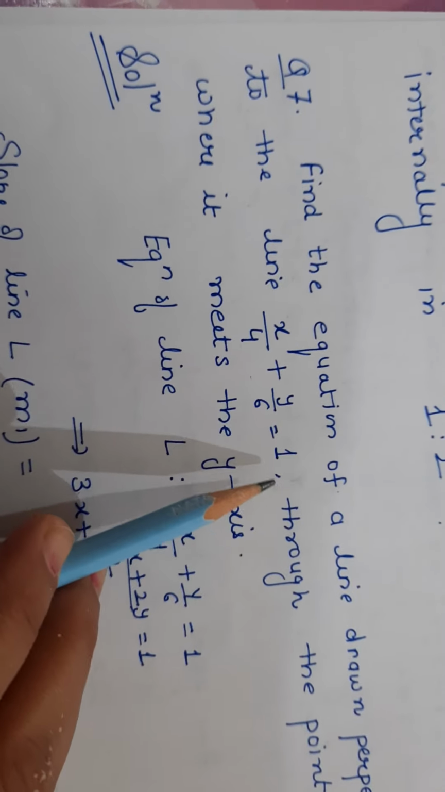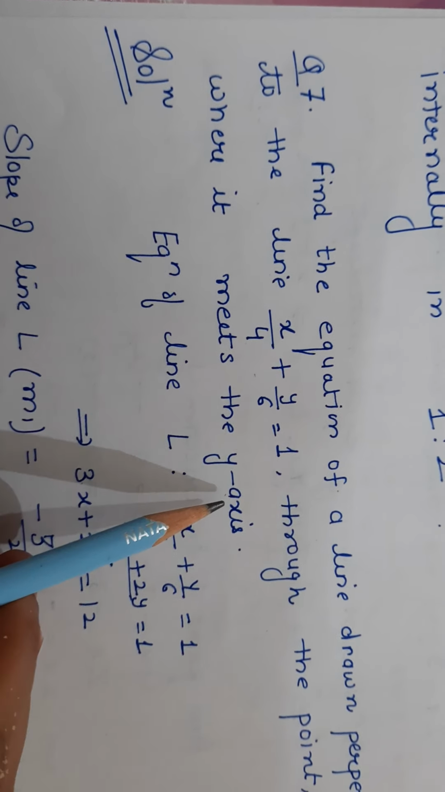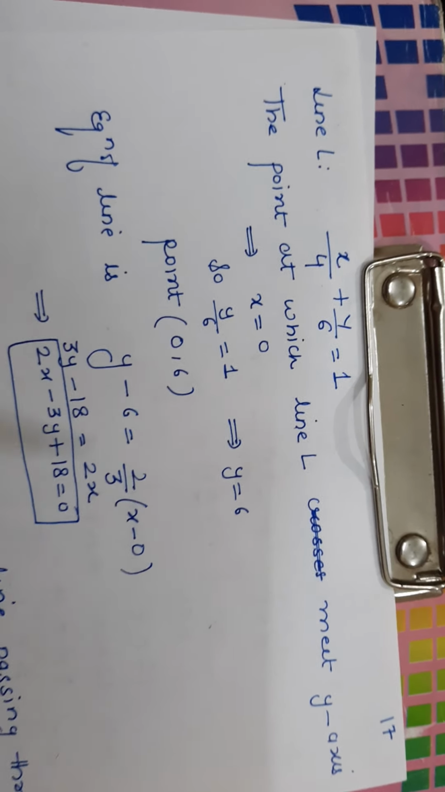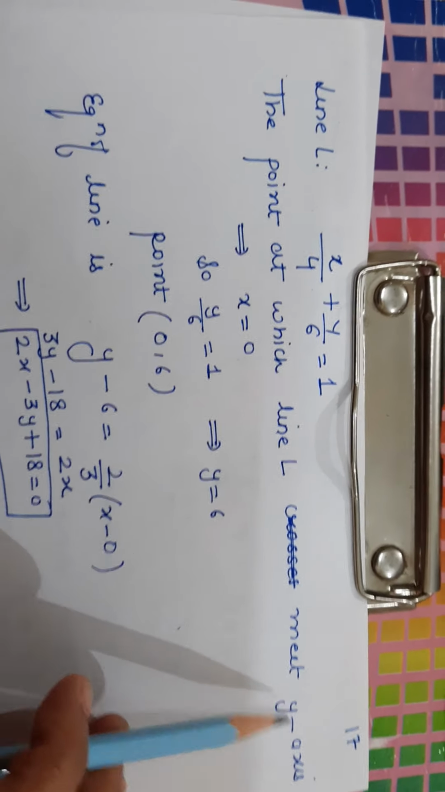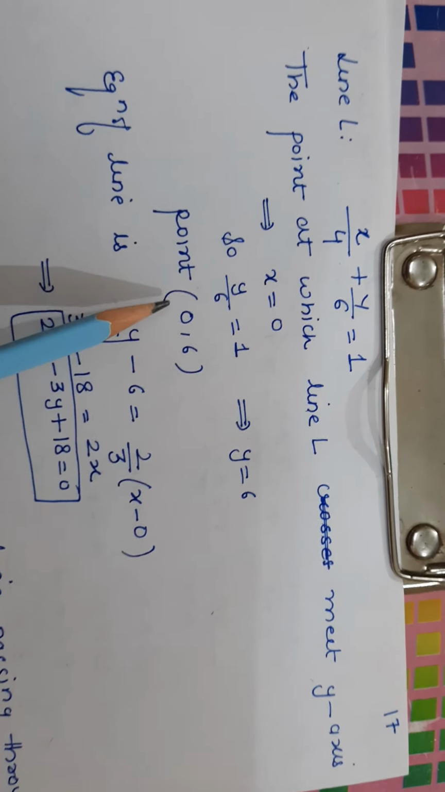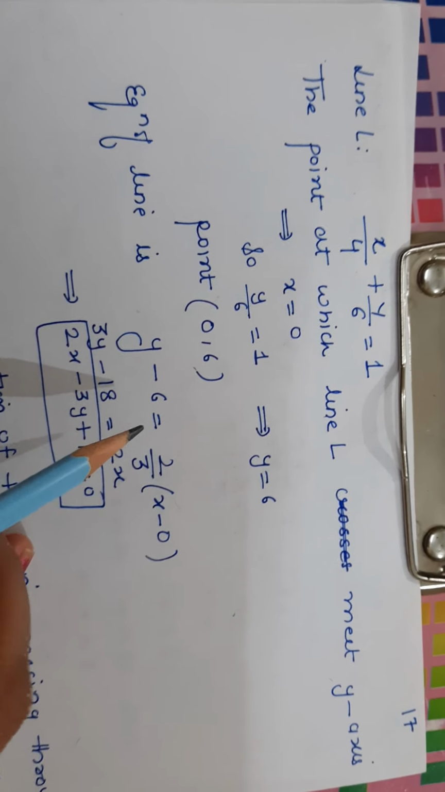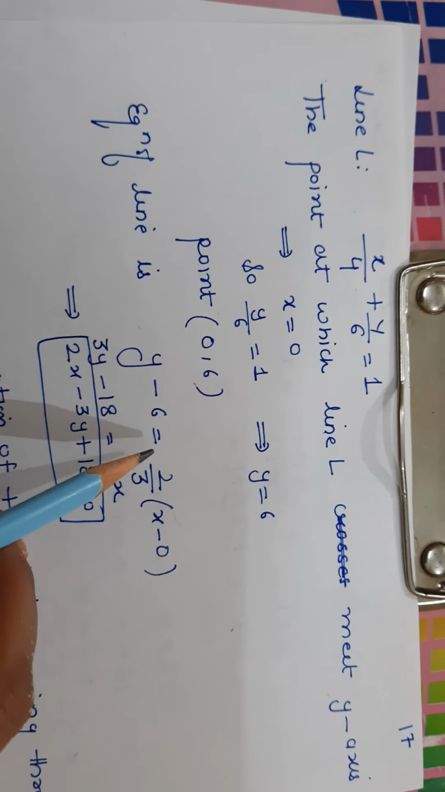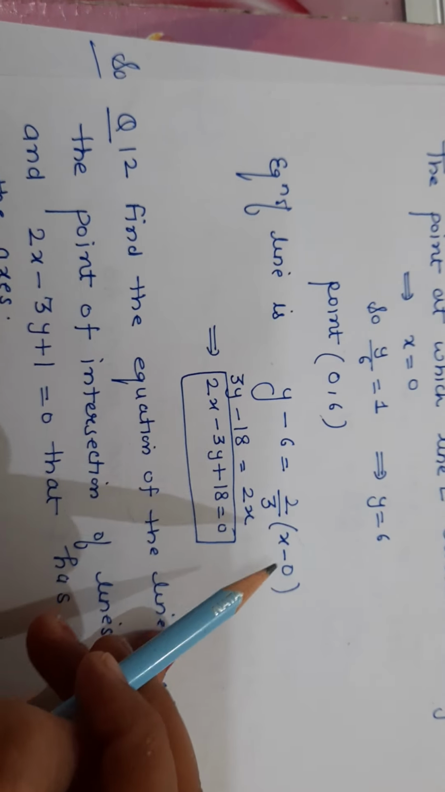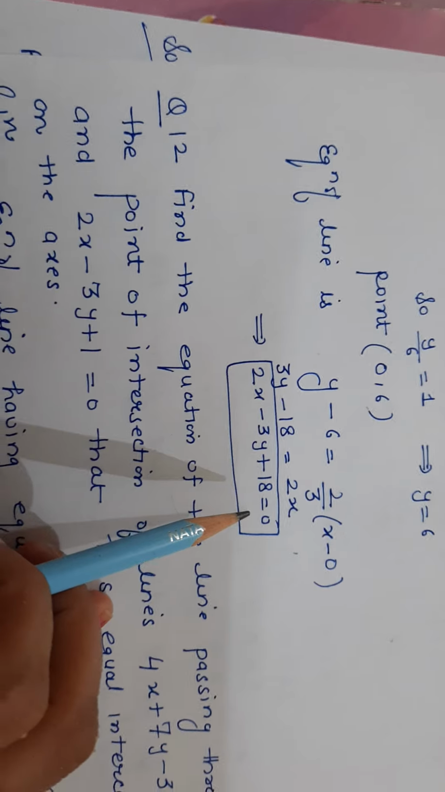The next condition, this line meets the y-axis. The point at which it meets the y-axis, we have x coordinate is 0. So from here y is 6. So the point is (0, 6). And we know that the slope is 2 by 3. So find the equation y minus y1 equal to slope 2 by 3 into x minus 0. So this is your equation. Simplify it. Your answer will be 2x minus 3y plus 18 equal to 0.